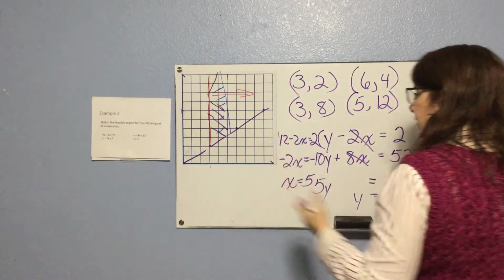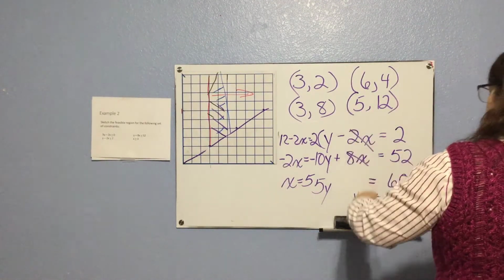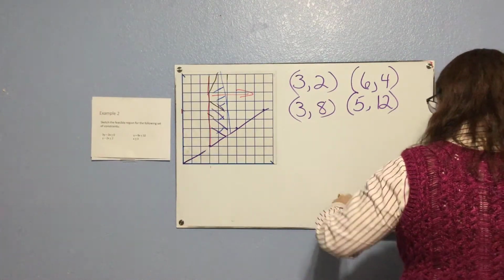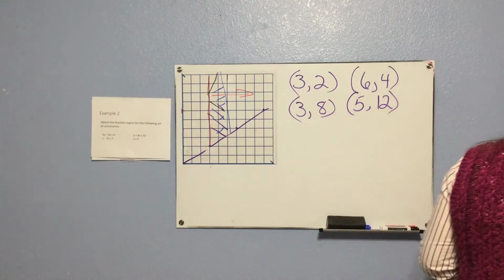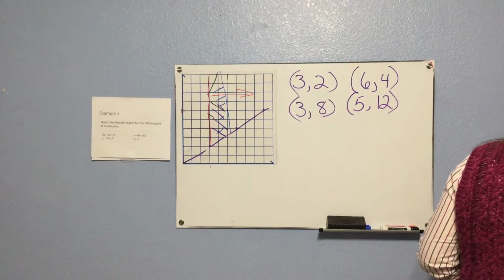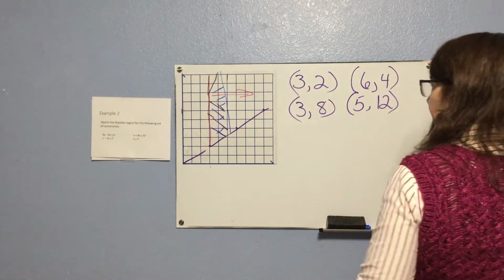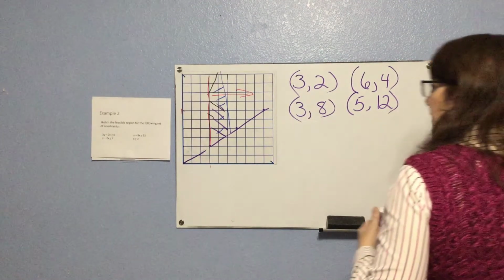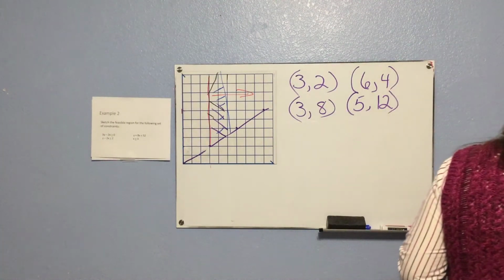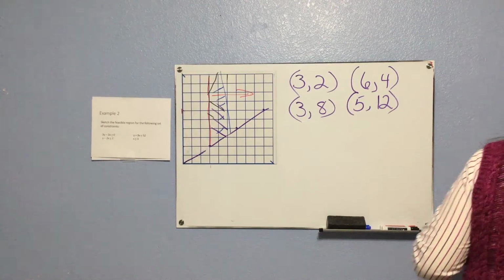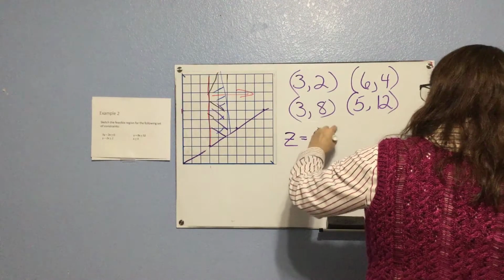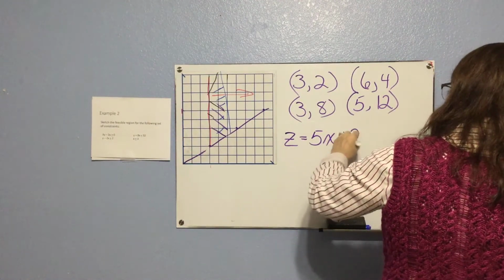So I've graphed my feasible region. I found its corner points. My feasible region is bounded. It's in the first quadrant. And so now I'm going to find values for the objective function. I didn't give you the objective function earlier. It's z equals 5x plus 2y.